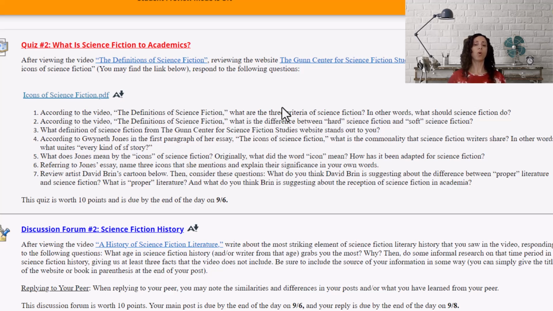7, review artist David Brin's cartoon, then consider these questions. What do you think David Brin is suggesting about the difference between proper literature and science fiction? What is proper literature? And what do you think Brin is suggesting about the reception of science fiction in academia? This quiz is worth 10 points and is due by the end of the day on September 6th.